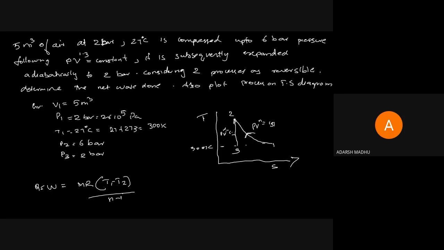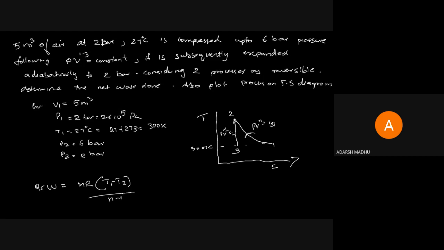So this is for the process from 1 to 2. For the process 2 to 3, the equation becomes T2 minus T3. Here m is the mass of the gas, R is the constant 0.287 for air, T1 is the initial temperature, T2 is the final temperature, and n is 1.3 from PV raised to 1.3. For adiabatic processes, we can assume the standard value of gamma as 1.4 for air. So this is the equation, and for it we want to find the value of m.